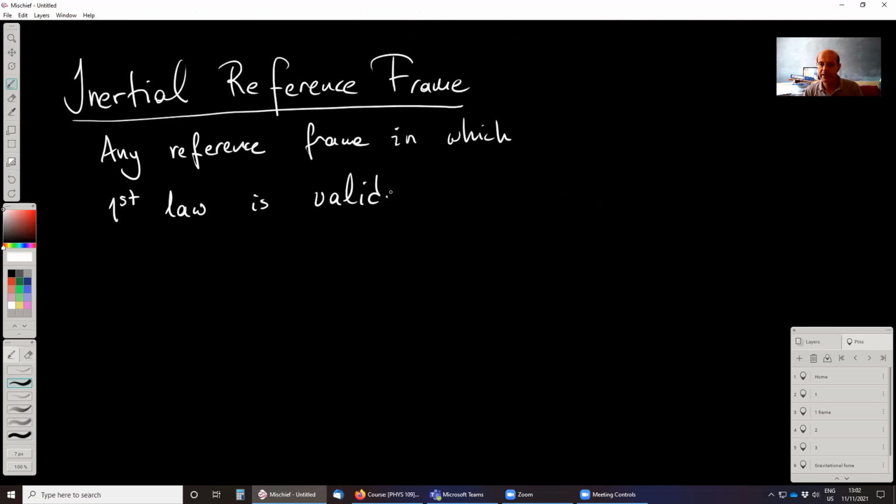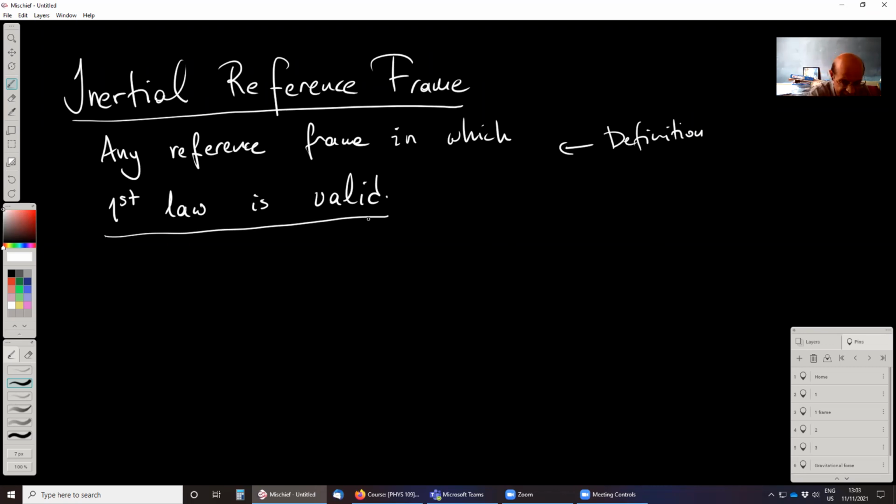Nowadays, we also use this for defining another important concept. This is what we call an inertial reference frame, okay? So that's a definition, all right? That's a definition of an inertial reference frame. We define a reference frame as inertial if the first law is valid within that frame. So if you observe within that frame an object with no force acting on it, and that object moves with constant velocity, then you would say that this is an inertial reference frame. Okay, so that's the definition.